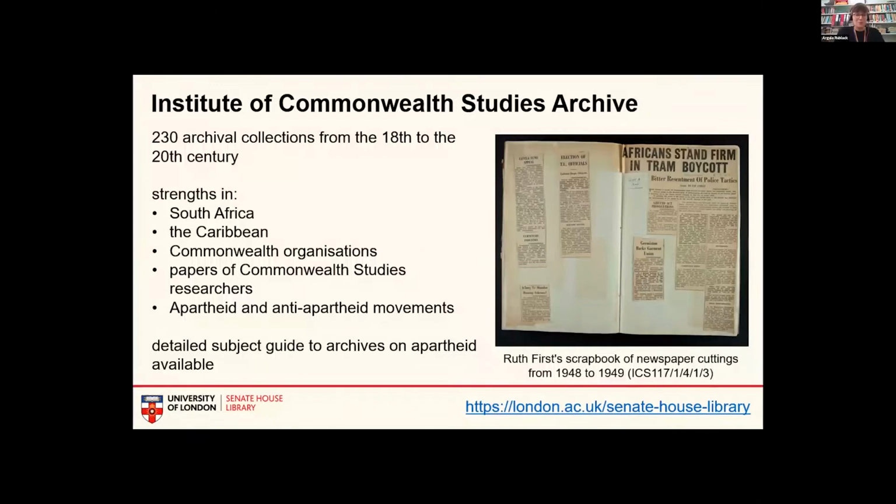Philip already mentioned the Ruth First papers earlier and their digitized version, but there are also several other archives which are not digitized, which provide further insight into the topic. And on the Senate House Library website, there is a detailed subject guide that lists all of these archives in one place. And what we'll do after the session is we'll disseminate a resource list, which has this subject guide on it, as well as all the other resources that we mentioned during the session. So you can follow up on that later.